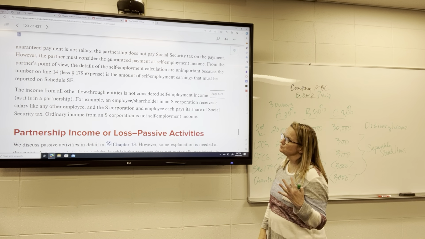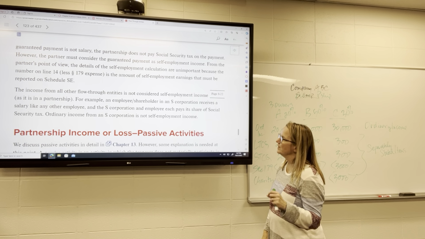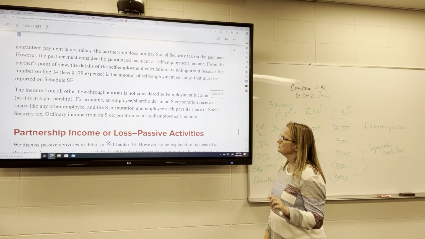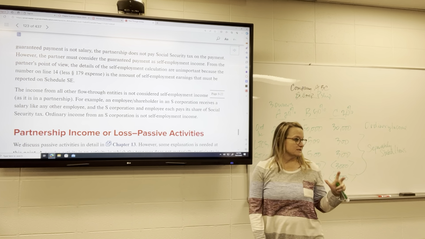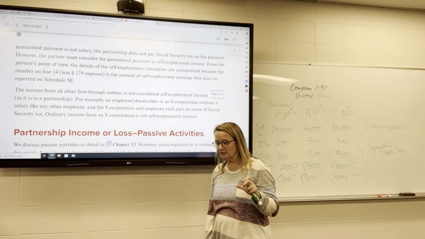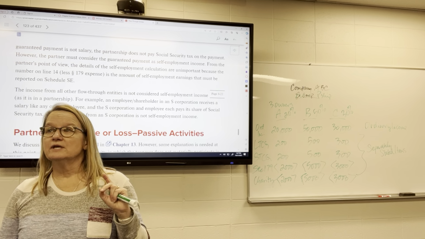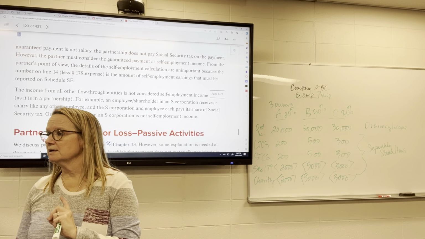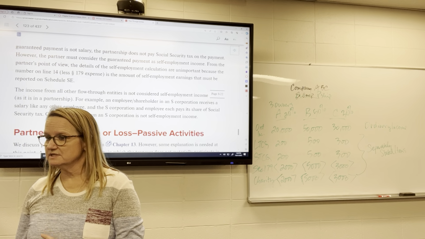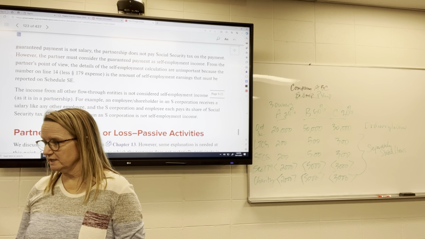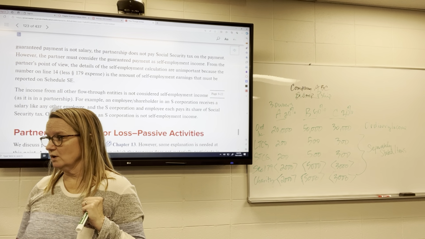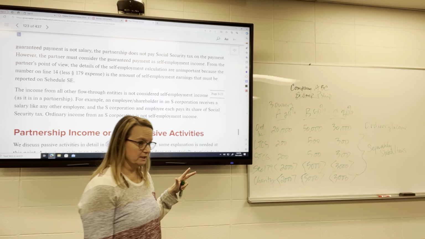Income from, so it's only the partnerships where that income is considered to be self-employment income. S corporations, it's not considered to be self-employment income. S corporations, the owners can be employees. They would receive a W-2 just like any other employee, but they'd also receive a K-1 from the company.